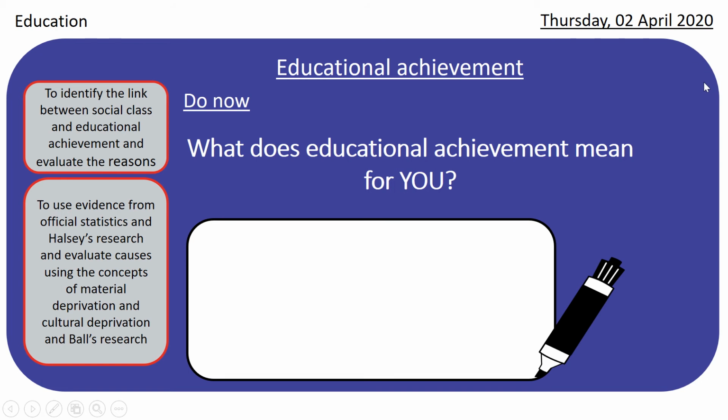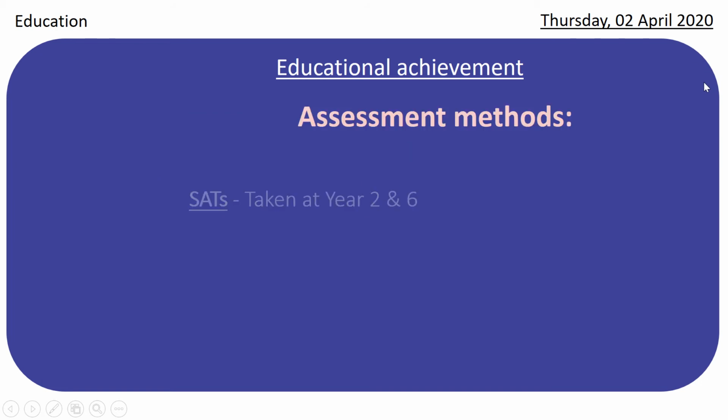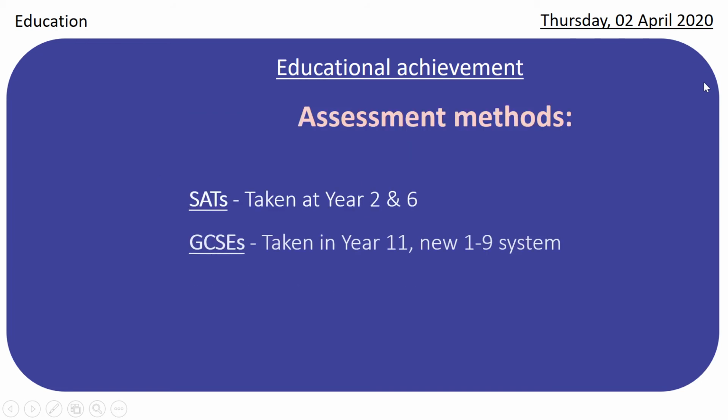Okay, so when we say educational achievement, what do we mean? We mean the ways that we assess how well students do in school. So we mean data from SATs taken in year 2 and year 6, GCSEs taken in year 11, and A-levels that are taken in year 13. And we're looking at how well students achieve in those assessments. That's what we mean by educational achievement.